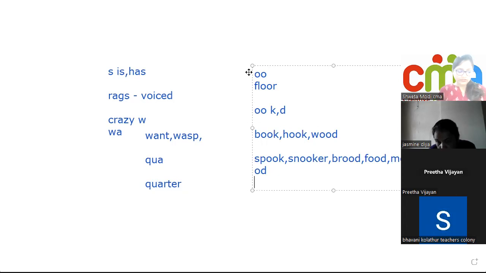Otherwise, it will give the long sound, like boom, boost, boot, root, cool, doom, foolproof. There are so many words.